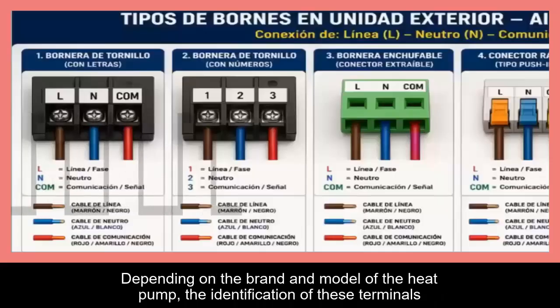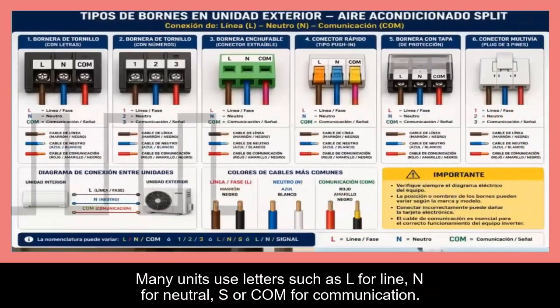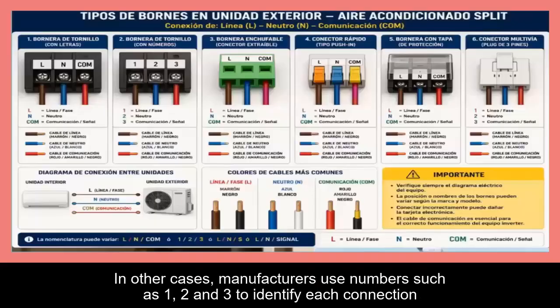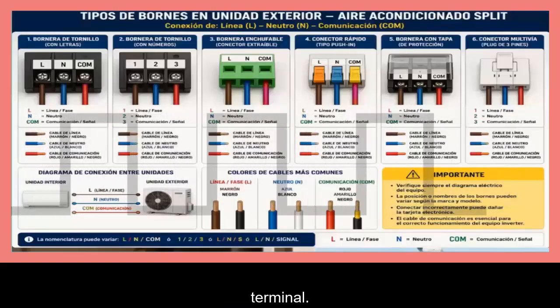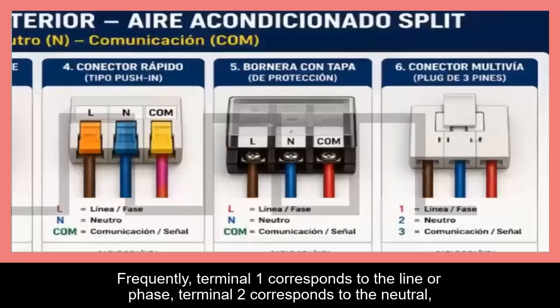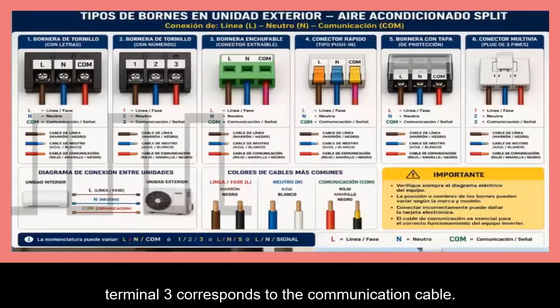Depending on the brand and model of the heat pump, the identification of these terminals may vary. Many units use letters such as L for line, N for neutral, S or COM for communication. In other cases, manufacturers use numbers such as 1, 2, and 3 to identify each connection terminal. Frequently, Terminal 1 corresponds to the line or phase. Terminal 2 corresponds to the neutral. Terminal 3 corresponds to the communication cable.